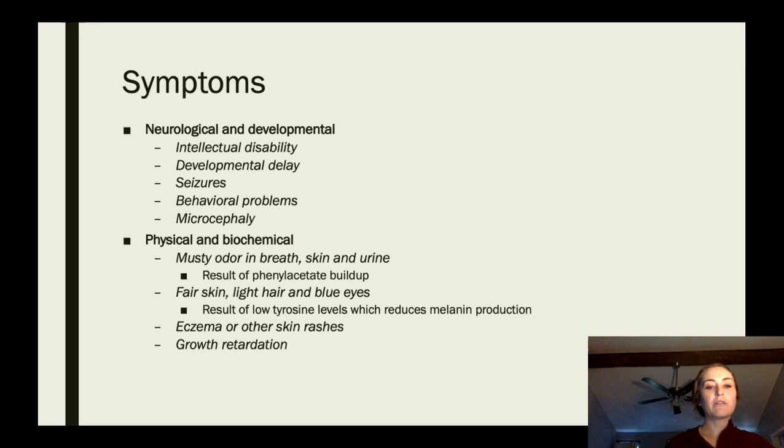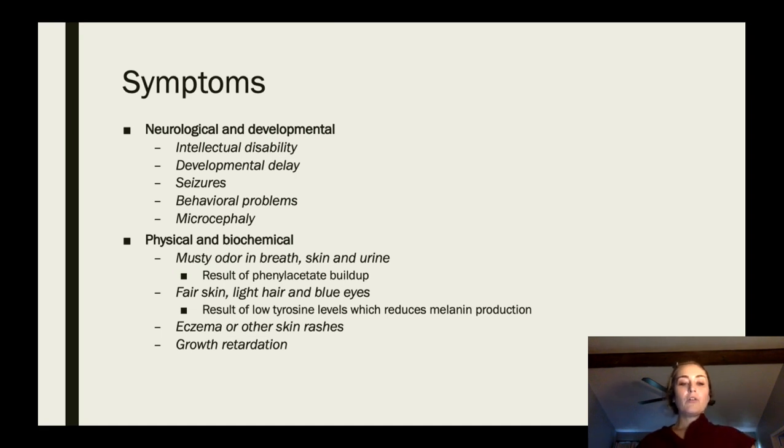So what symptoms would we look for? The buildup of phenylalanine in the brain results in intellectual disability, developmental delays, seizures, behavioral problems, and microcephaly, or small brain size. Some physical signs of PKU sometimes are a musty odor in the breath or skin, or sometimes in urine. And this is a result of phenylacetate buildup within the urine, which causes this type of smell.